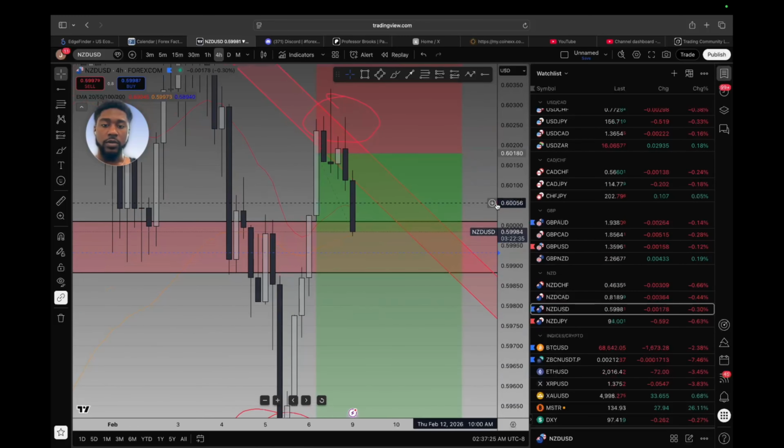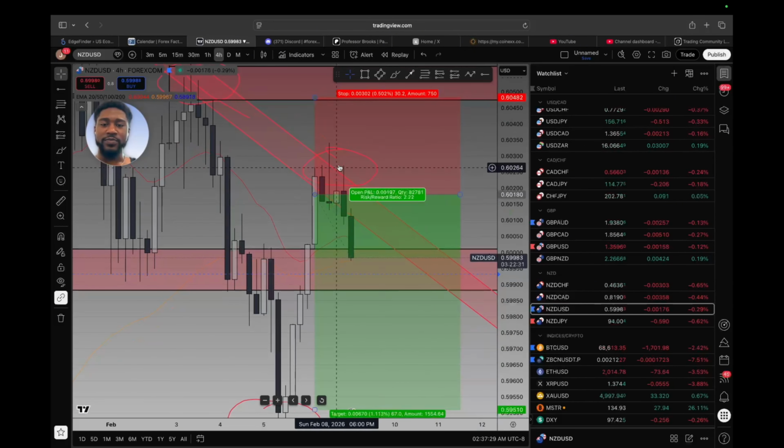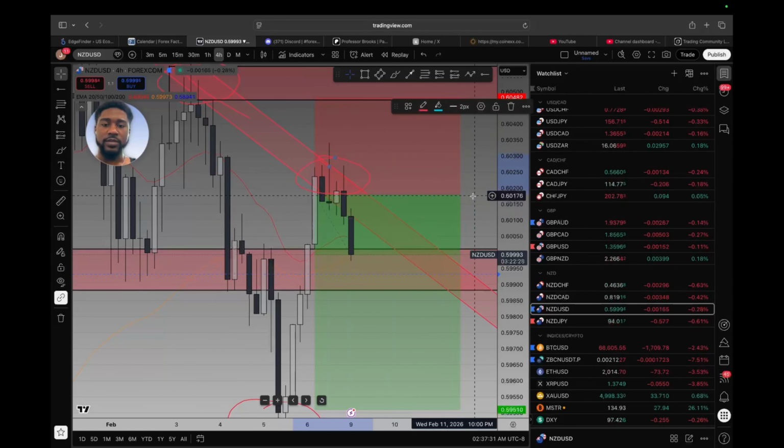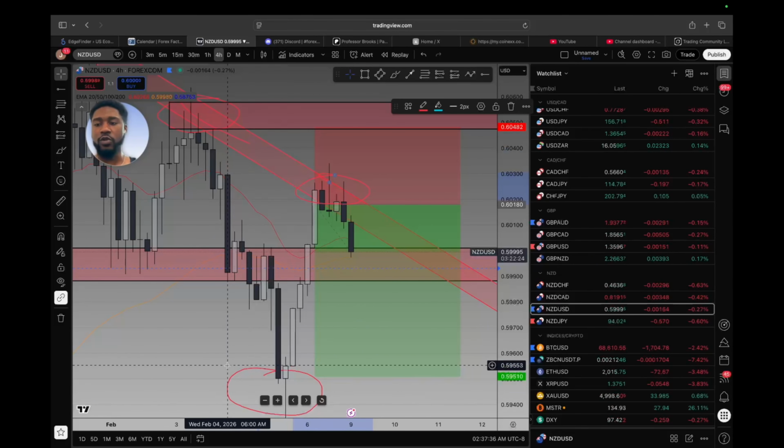We got a Bitcoin alert right here. Wait, we got some nice rejection right here at this zone. Enter the sale. Simple. I entered this on my second account though, because I'm kind of into some correlating trades.